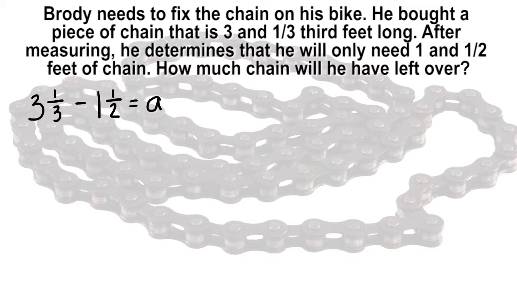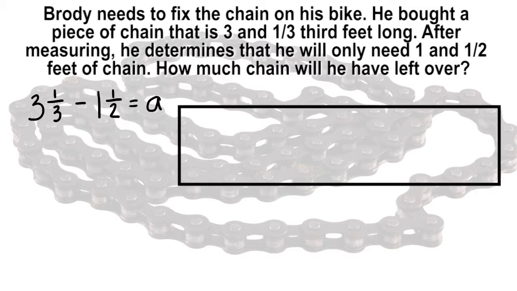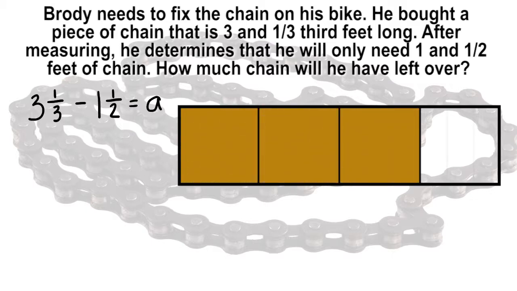Let's draw a model. Start with a long rectangle. Divide the rectangle into 4 equal sections. Each section represents one whole. Shade in 3 wholes. Then divide the last piece into thirds and shade in 1 piece to represent the 1/3 portion of our beginning chain length.